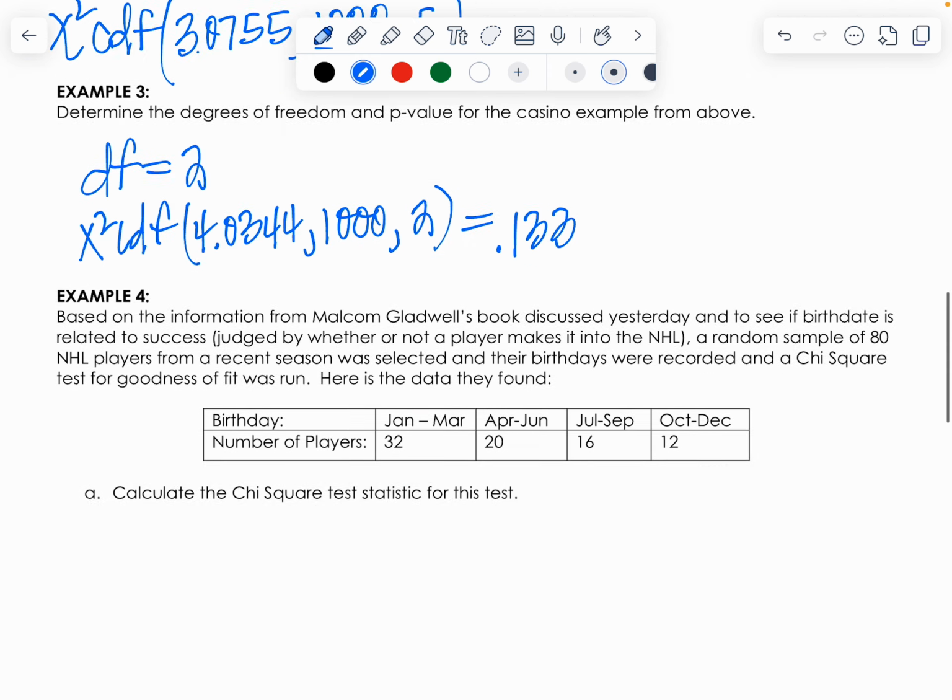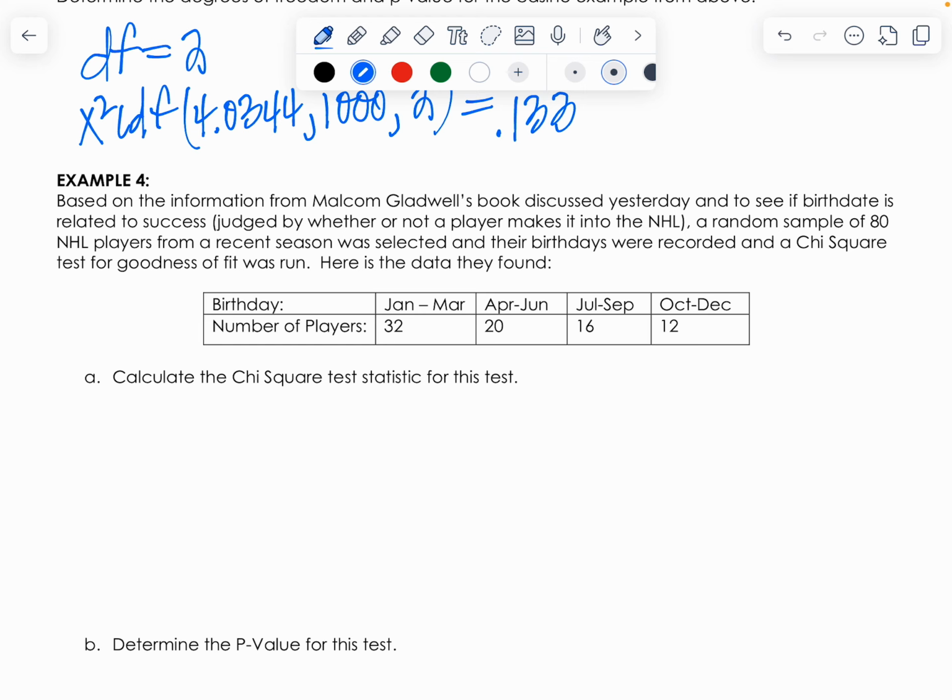So now we're going to put it together and do the example that we talked about yesterday. So Malcolm Gladwell, his book, which discussed the idea that birth months are not equally represented by NHL hockey players. Remember, he took a random sample of 80 NHL players from a recent season, and here he's got a breakdown.